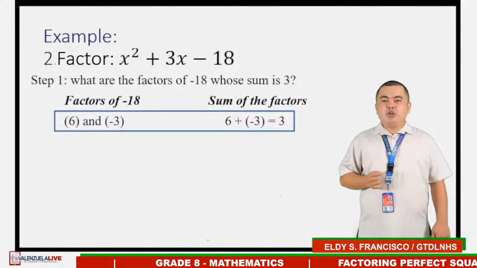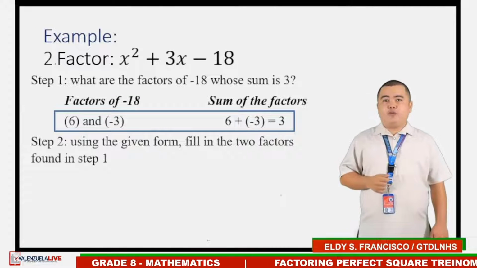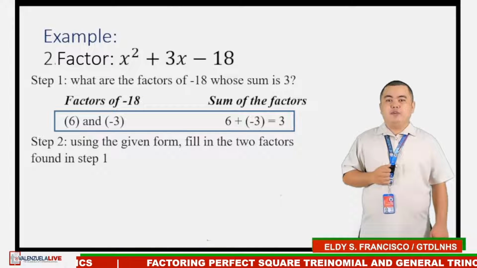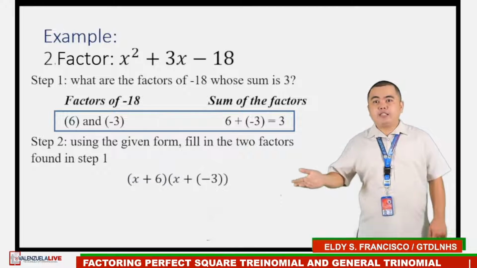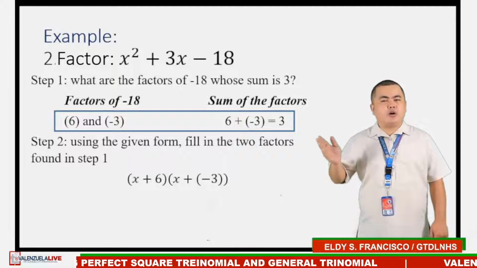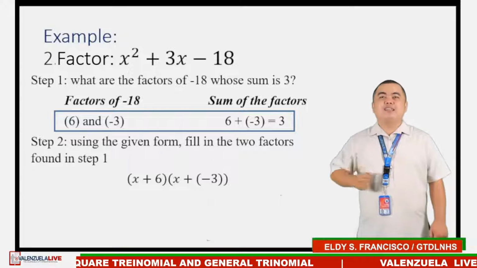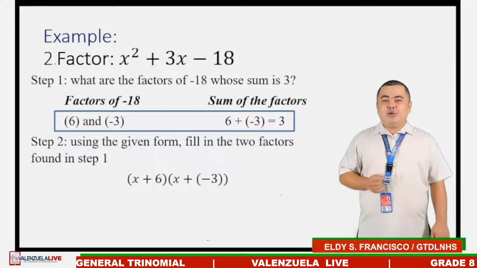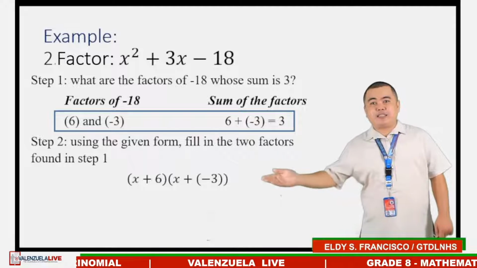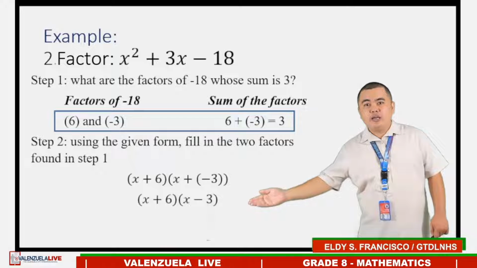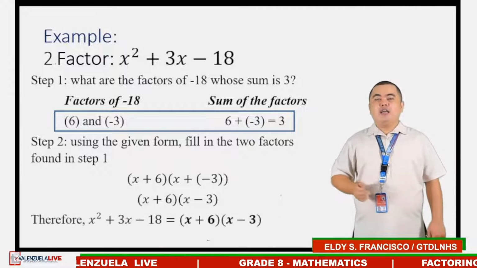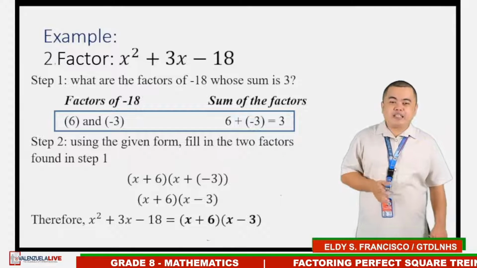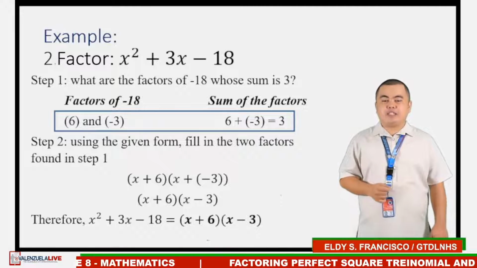Step 2. Using the given form, fill in the two factors found in step 1. Filling in, we will have quantity x plus 6 times quantity x plus negative 3. We all know that we can also rewrite x plus negative 3 into x minus 3. Therefore, x squared plus 3x minus 18 equals quantity x plus 6 times quantity x minus 3.